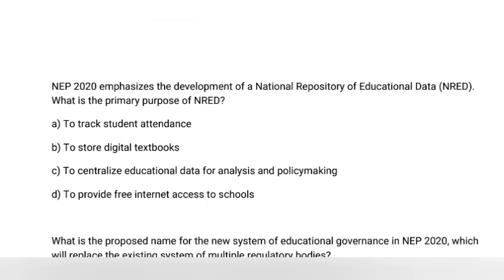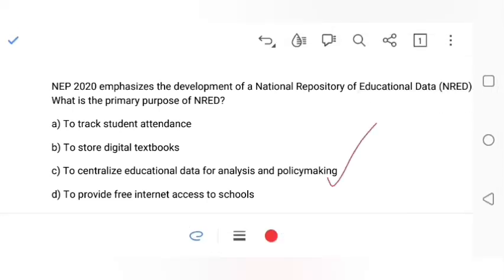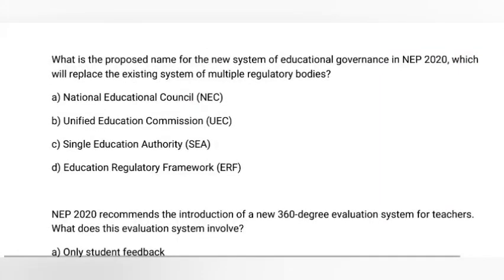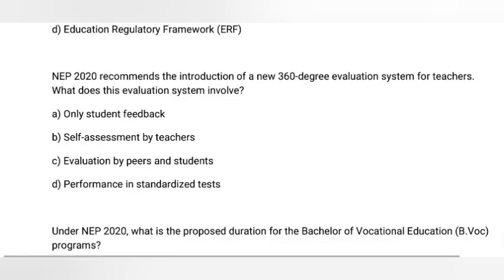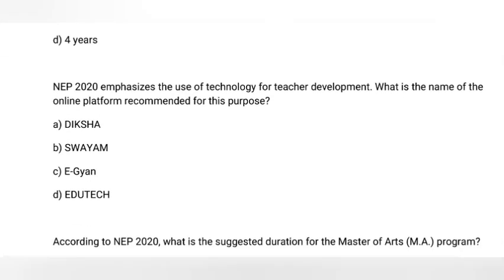NEP 2020 emphasizes the development of a national repository of educational data, NRED. What is the primary purpose of NRED? To track student attendance, to store digital textbooks, to centralize educational data for analysis and policy making, to provide free internet access to schools. So it will be to centralize educational data for analysis and policy making. This is our correct answer. Most of the questions are done.